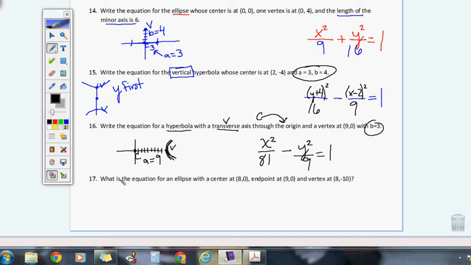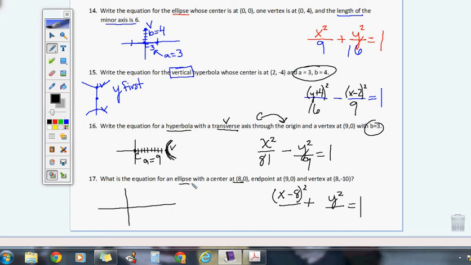Okay, moving on to 17 here, an equation for an ellipse now. So if it's an ellipse, I'm just going to start by going, all right, center at 8, 0, so x minus 8 quantity squared over, and then we plus, and then y squared over equals 1. I get all of that just from ellipse and center. Endpoint at 9, 0. I'm not going to take any chances.